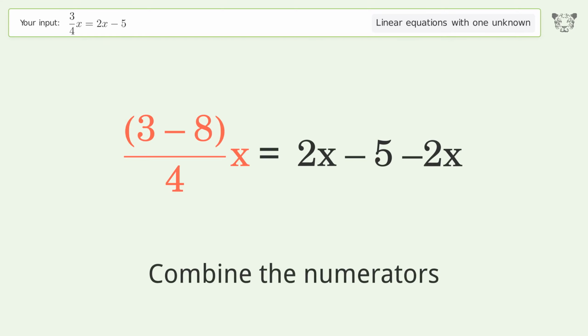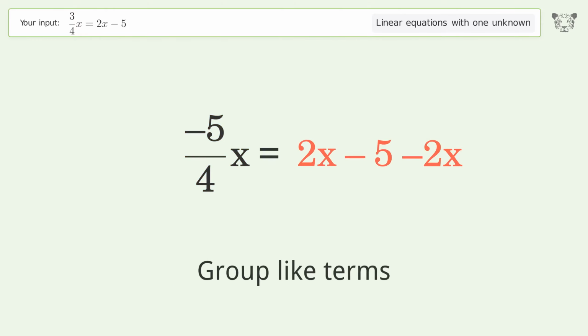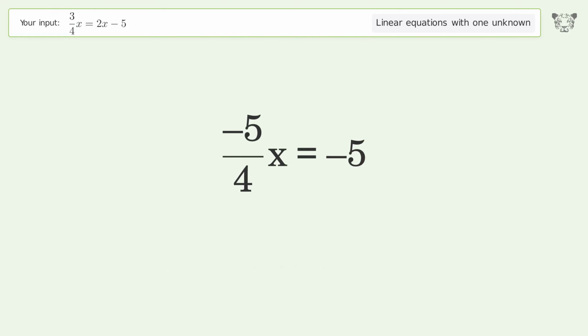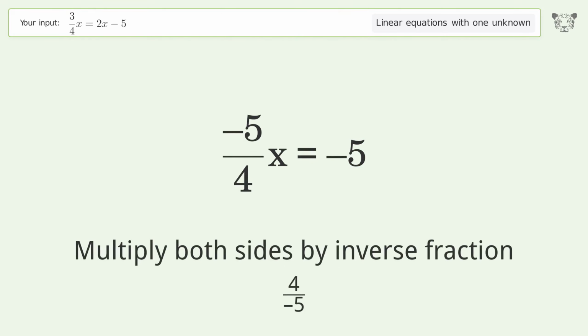Combine the numerators. Group like terms. Simplify the arithmetic. Isolate the x. Multiply both sides by inverse fraction 4 over -5.